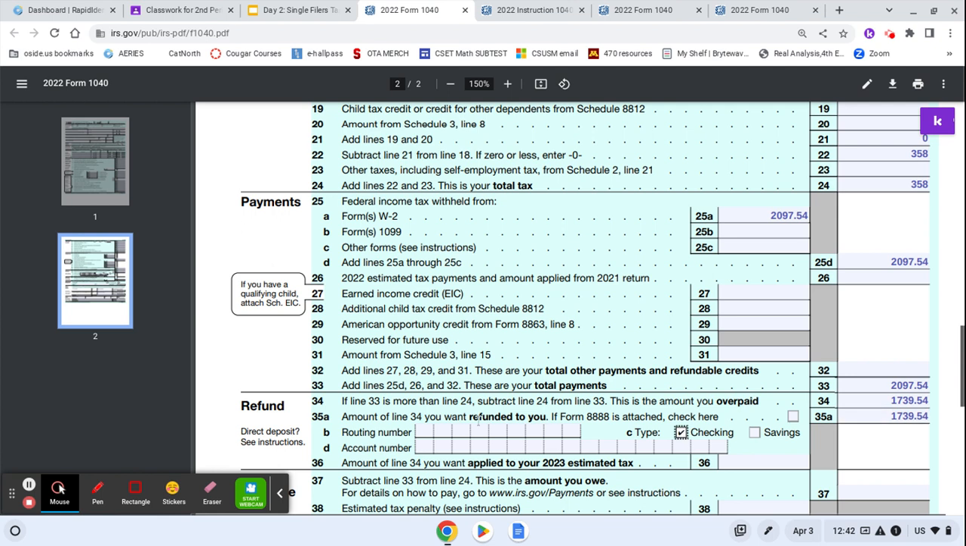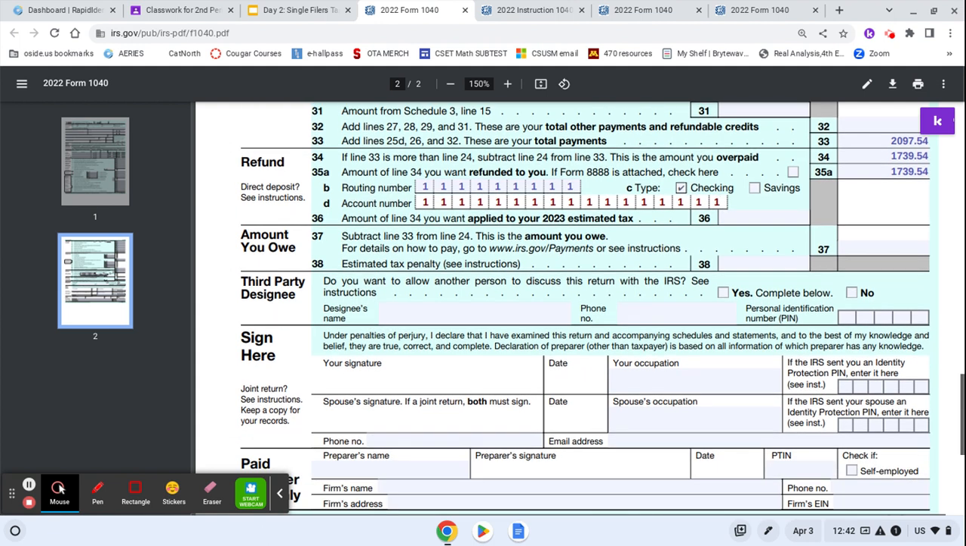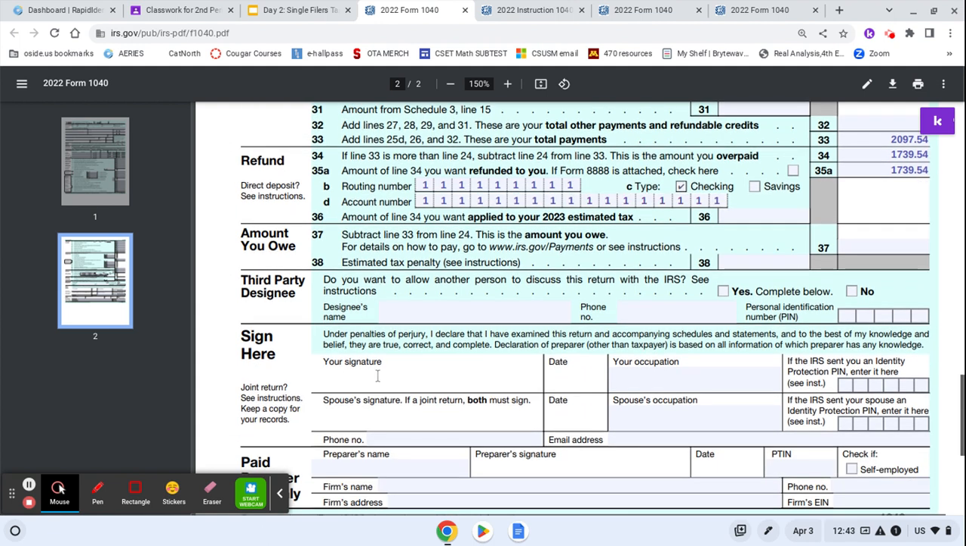And then I say, checking account, please deposit to my wonderful checking, fake number, routing number, and account number. And then you need to sign this return and date it for it to be validated. So since we're helping Erin Hills sign this, or pretending we're Erin Hills, I should say, we're going to go down and sign Erin Hills' name.